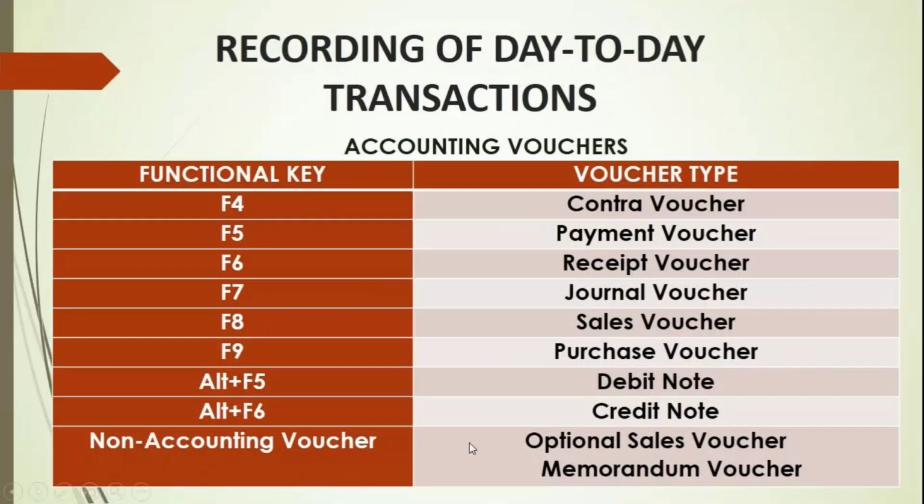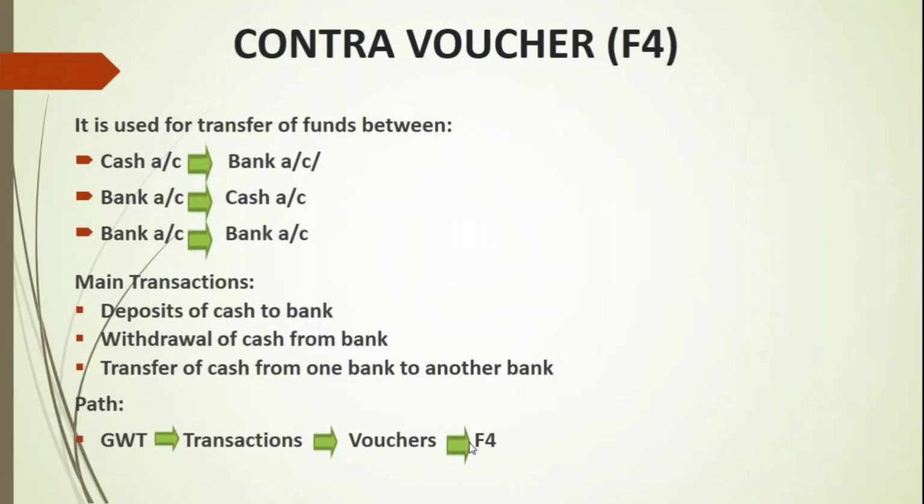So here I've given the function keys: contra F4, payment F5, receipt F6, F7 journal, F8 sales, F9 purchase, Alt F5 debit note, Alt F6 credit note. Non-accounting vouchers we also have, that is optional, sales and memorandum vouchers. Okay, so let's go for the next step. So this is what we have discussed here: contra vouchers.